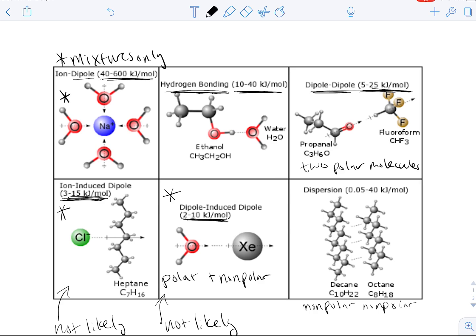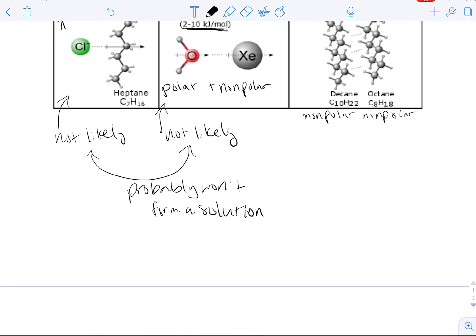So pay attention to the type of substances you have and see what type of intermolecular force you would form by making your solutions. So that's the first thing we're thinking about with solubility. You have to have intermolecular forces that are similar in order to get a mixture to occur. But once we have a mixture, we can do some other things to affect our solubility.